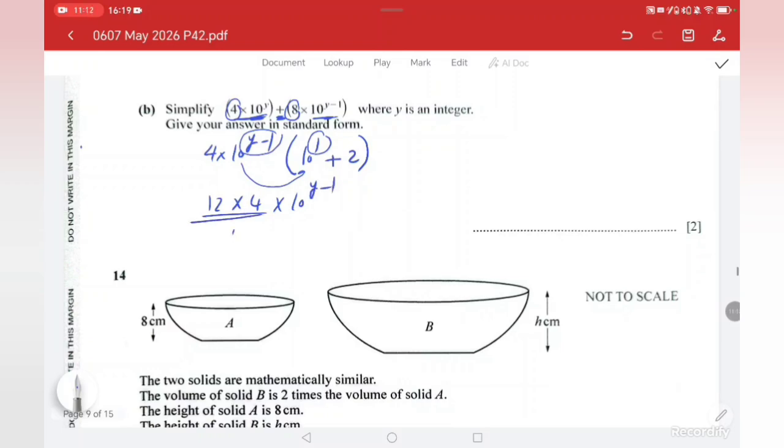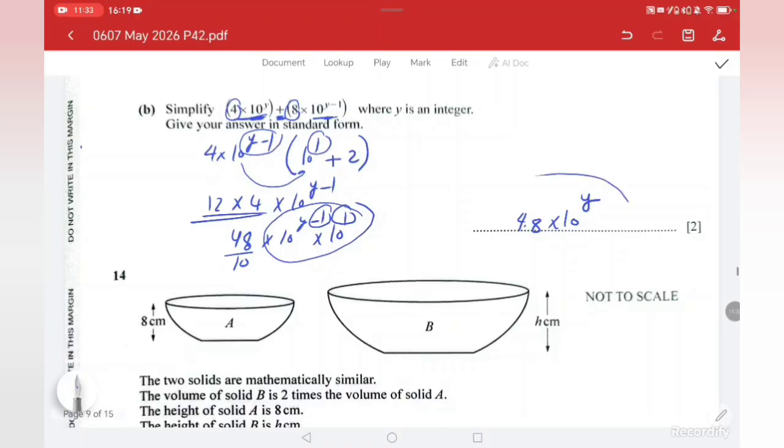12 times 4 is 48. But the problem is that 48 is not standard form. So divide by 10, multiply by 10. So it will be 4.8, and this one will be times 10 to the power of y. If you add them, y minus 1 plus 1, the minus 1 and plus 1 cancel. The answer is 4.8 times 10 to the power of y. Okay?